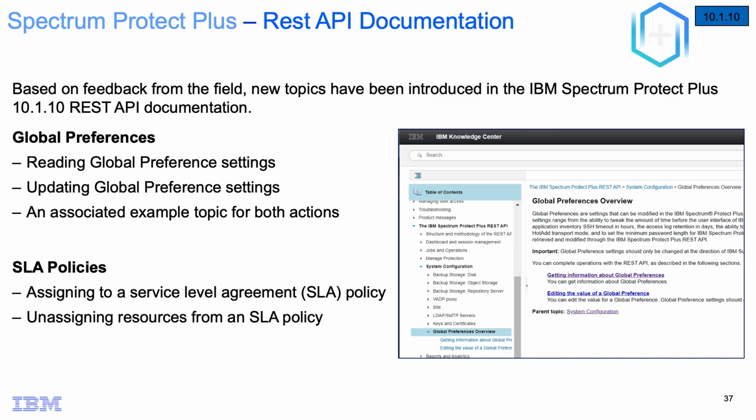This is a continuing theme that we have in Spectrum Protect Plus. We're continuing to enhance the documentation and update the REST API documentation for those of you who want to communicate with Spectrum Protect Plus directly. We've introduced new topics in the API documentation that cover setting the global preferences, reading them, and updating them in an example, and also additional documentation on SLA policies, assigning a service level agreement policy, and unassigning resources from an SLA policy.